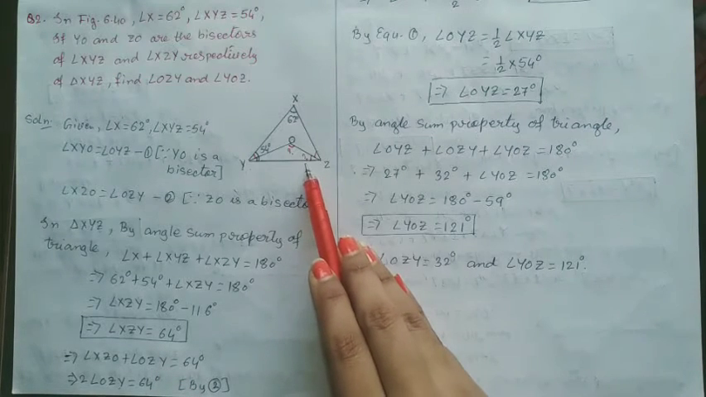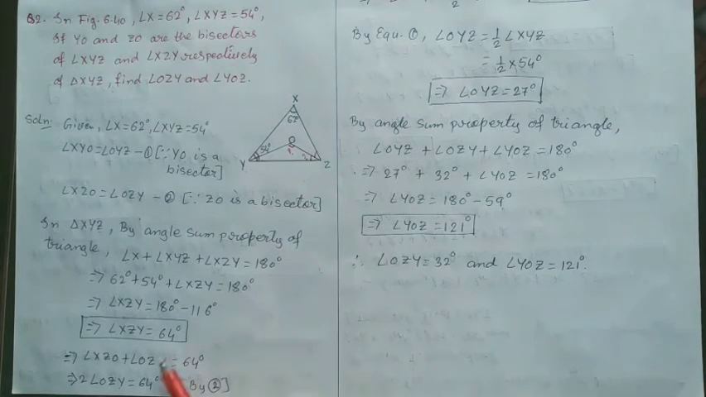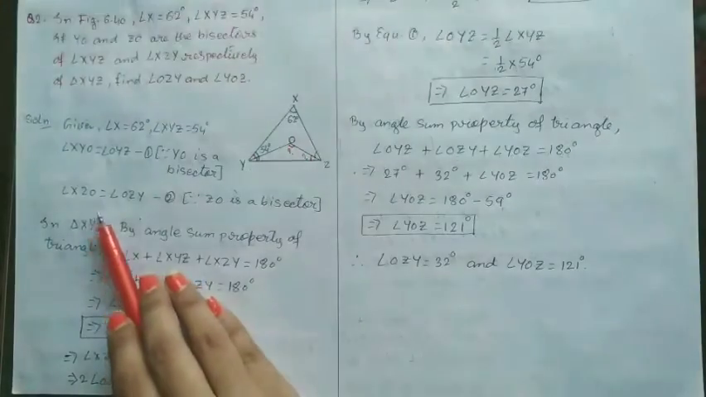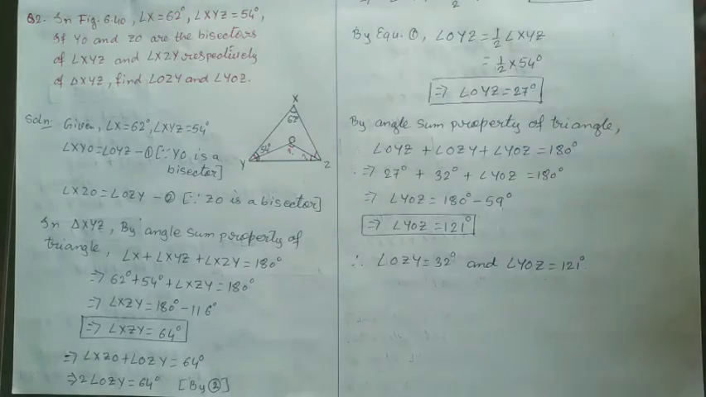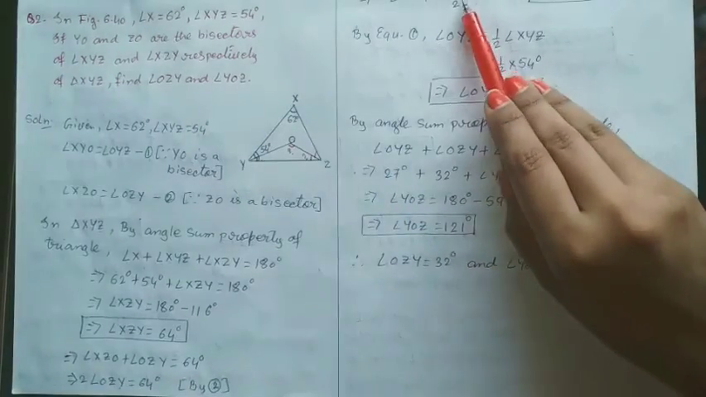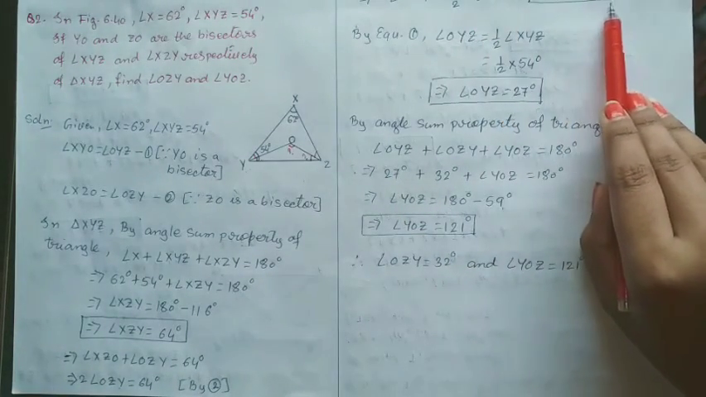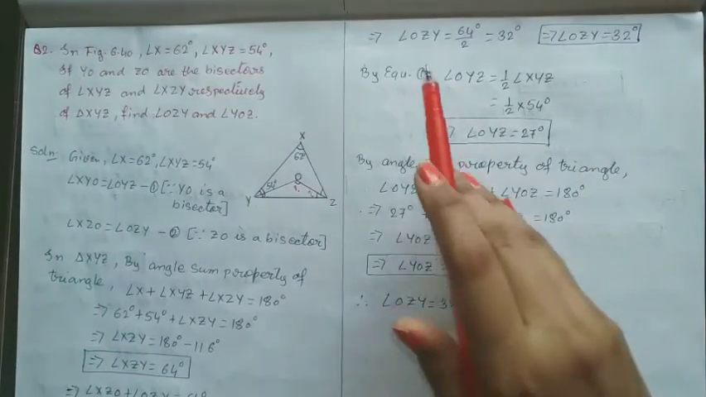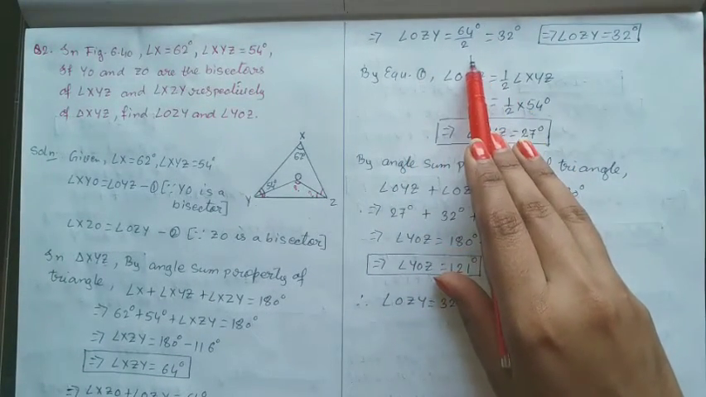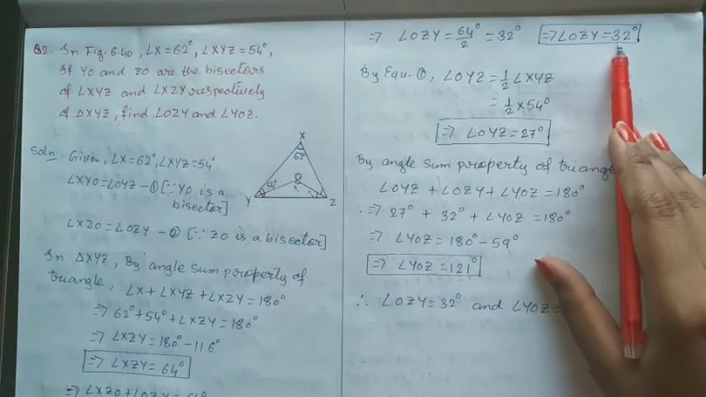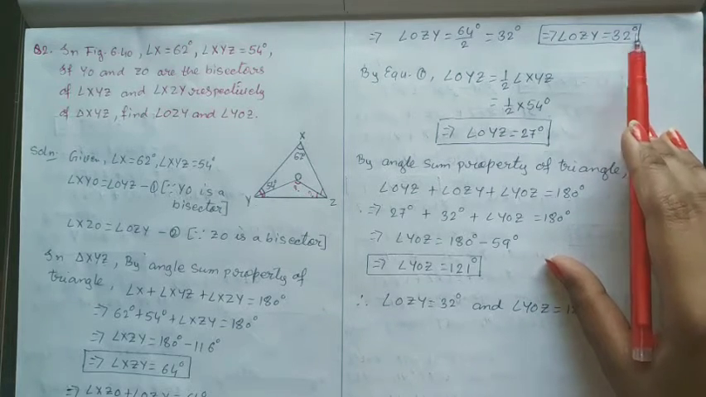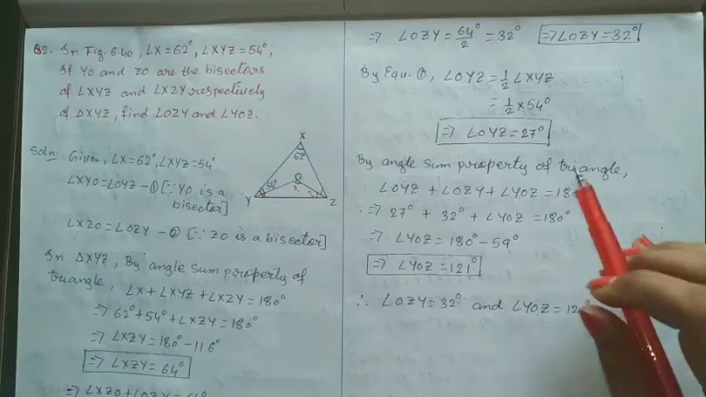Since we need the value of OZY, we are writing this as OZY plus OZY. That will be equal to twice OZY. By equation 2, we can say that this will be twice OZY. Now from here we divide by 2 and we get the value of OZY. So 64 divided by 2 is equal to 32. Ultimately we are getting OZY as 32 degrees. We are boxing each important point. Please keep it in your mind.